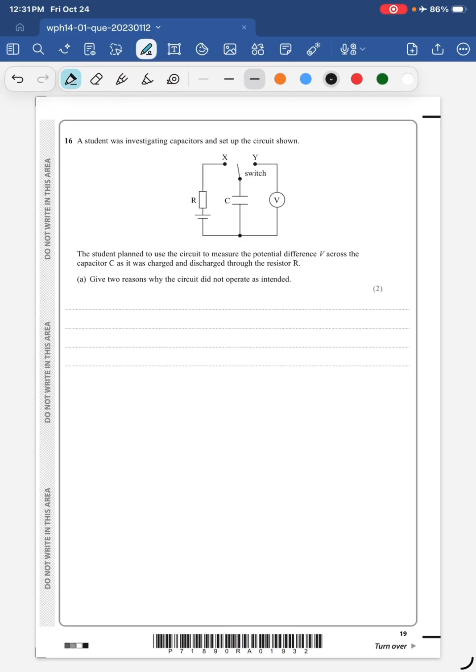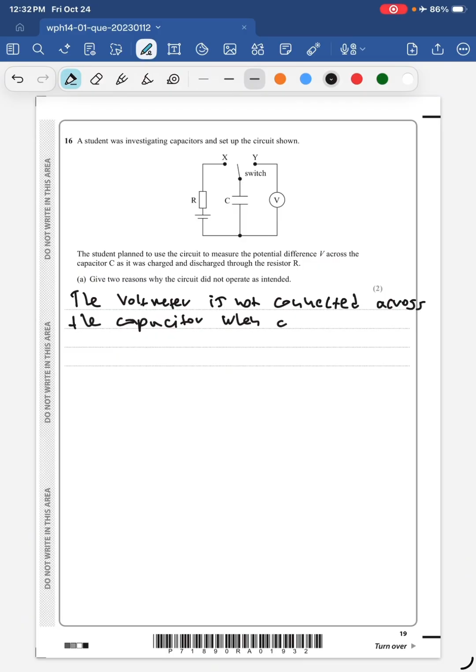Okay, in the charging phase, the voltmeter is not connected to the capacitor at all. So that's one problem. The voltmeter is not connected across the capacitor when charging. Because when charging the switch is over there, so the voltmeter is not connected at all. So that's the first problem.